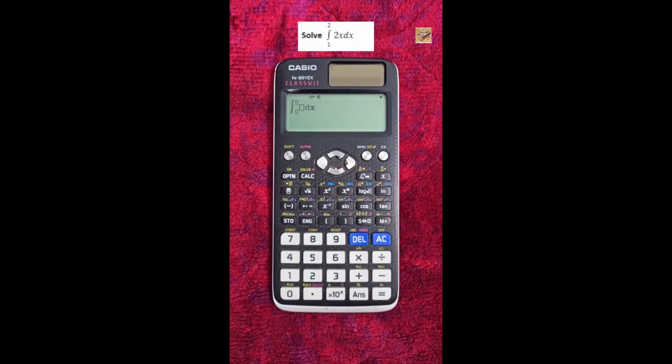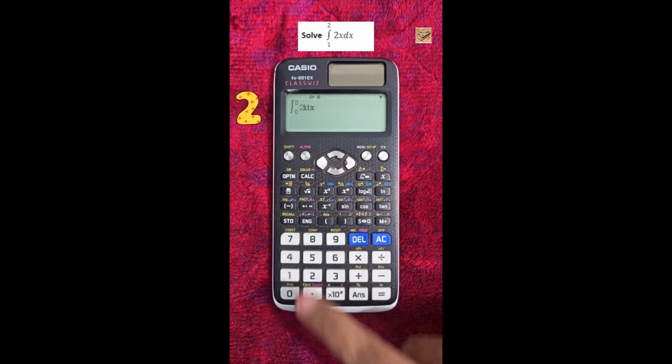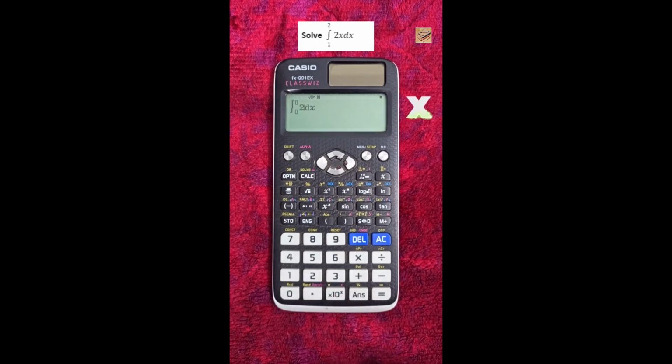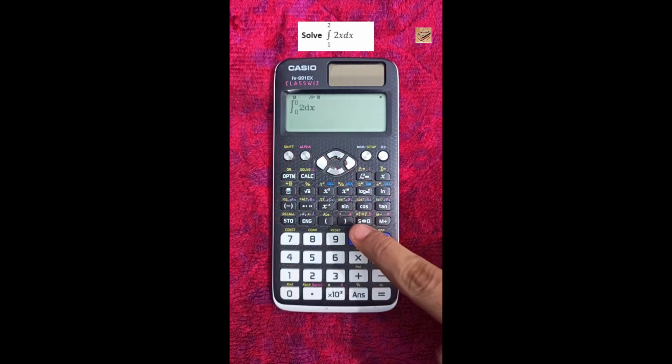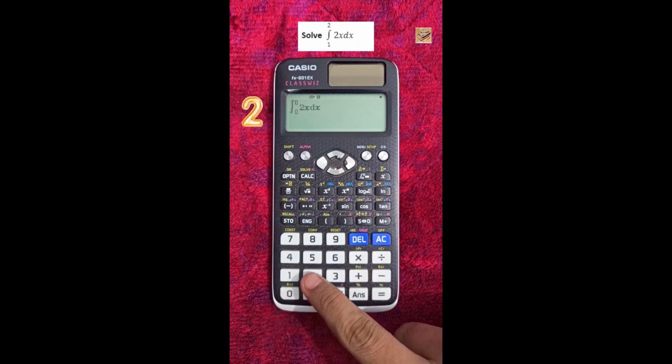The coefficient of x is 2, so press 2. So to enter x, just press this alpha button, then press this button. Now scroll up to enter the limits. The upper limit of the question is 2, so press 2.